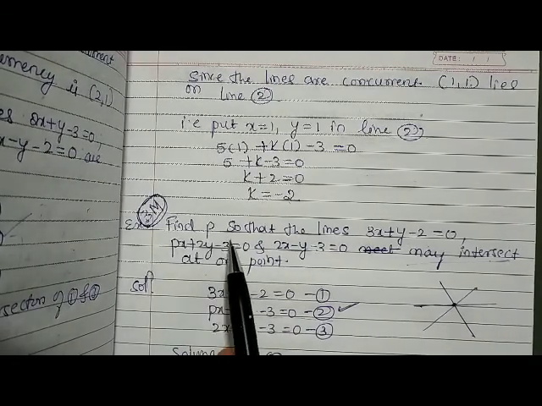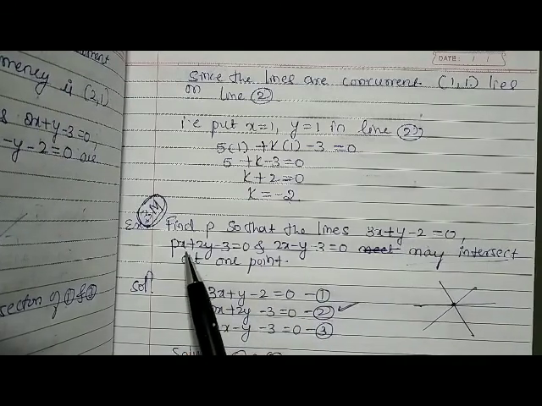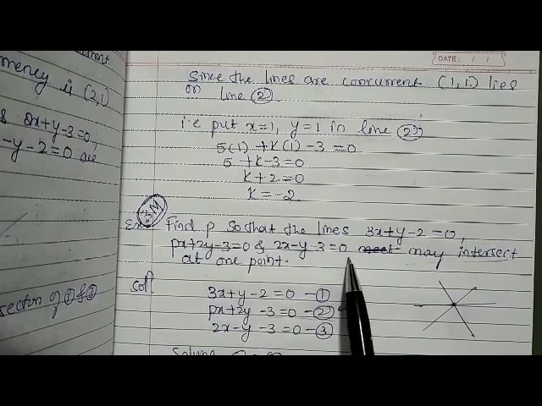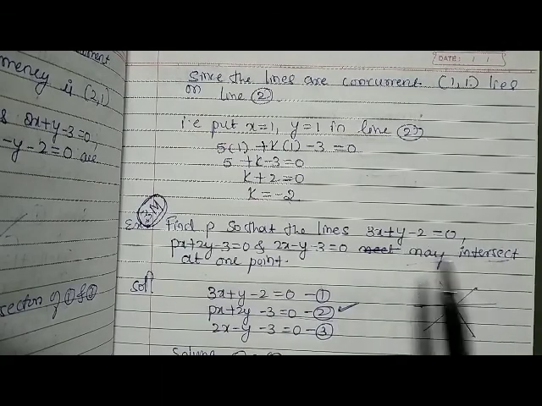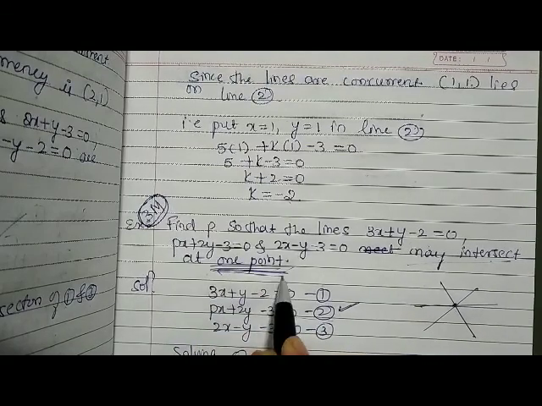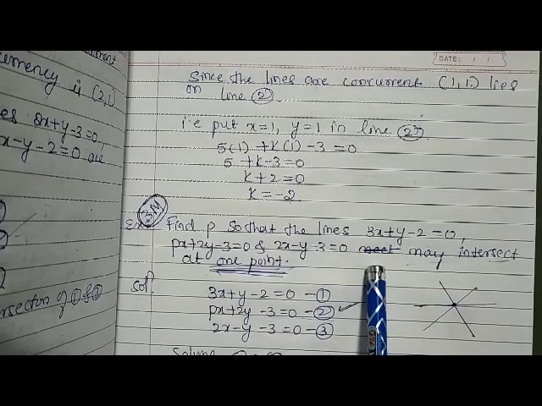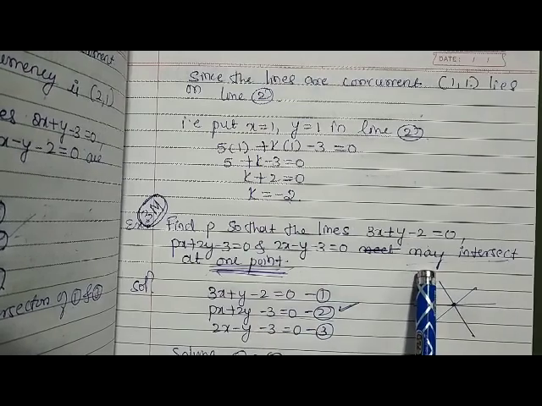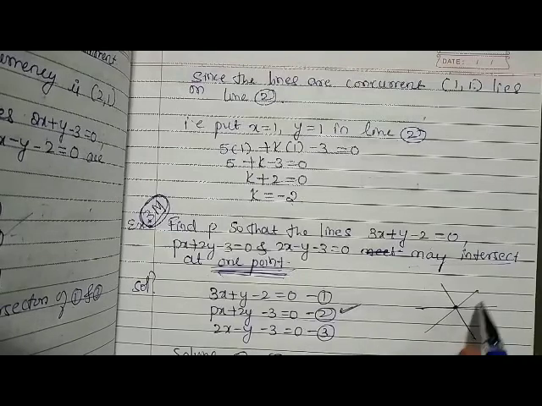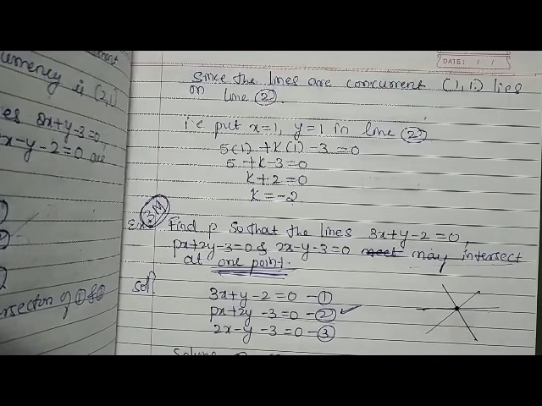So find p. Next question: find p so that the lines 3x plus y minus 2 is equal to 0, px plus 2y minus 3 is equal to 0 and 2x minus y minus 3 is equal to 0 may intersect at one point. So slight twist, instead of asking the lines are concurrent, they ask that they may intersect at one point. Nothing but these lines intersect at one point. Nothing but the lines are concurrent.